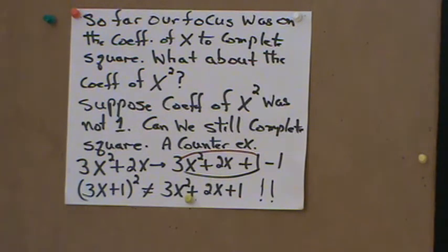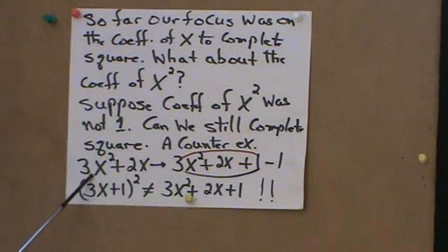Now, so far our focus was on the coefficient of x. We take the coefficient of x, half of it, square it, add and subtract. Now the question is, what about the coefficient of x squared? Have you noticed that in all of the examples we were doing, the coefficient of x squared was 1? What about if the coefficient of x squared is not 1? Is it also a stand back, stand by, or is there something else we can do? So let's see what the role of the coefficient of x squared will be if it is not 1.